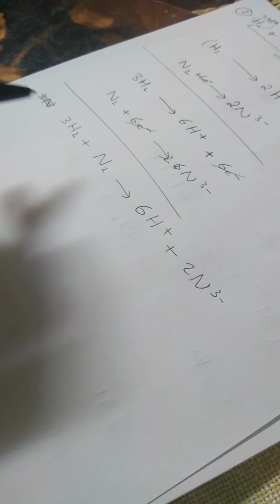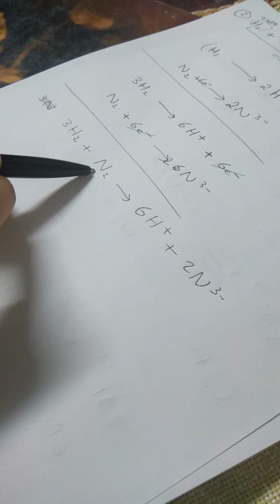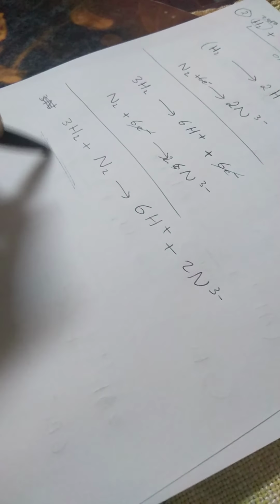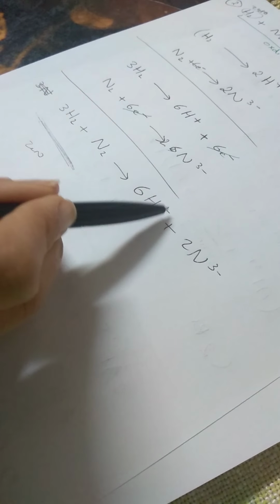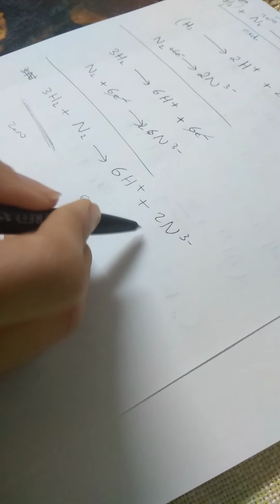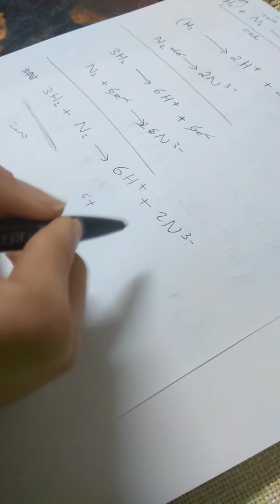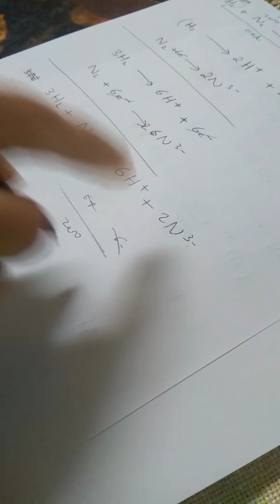Okay, again, the oxidation state is 0, so the whole charge here is 0. On the other side, 6 plus and 6 minus, since minus 3 multiplied by 2 is 6 minus. 6 plus and 6 minus, so it's also 0. They have to be equal.